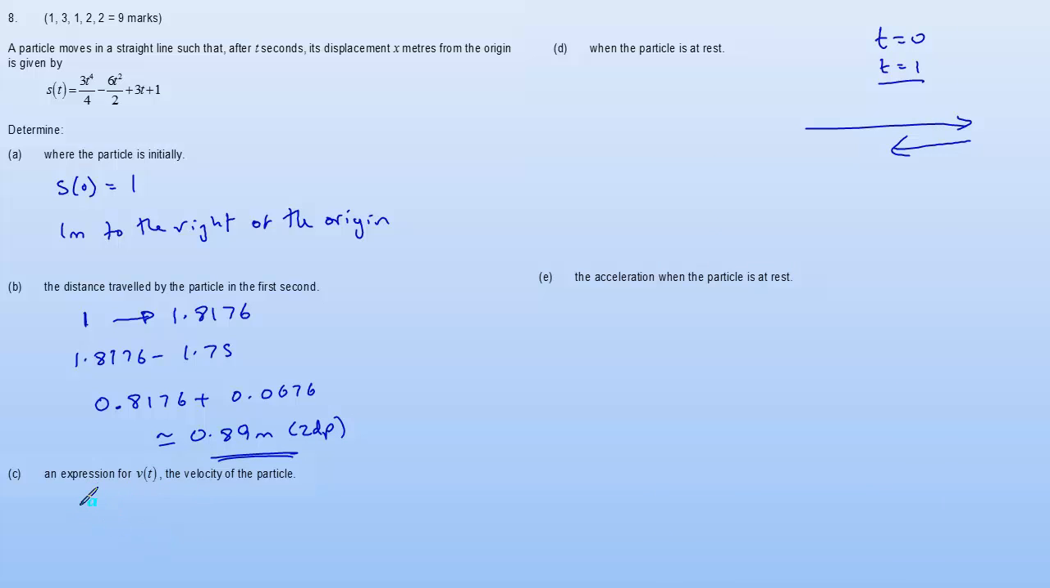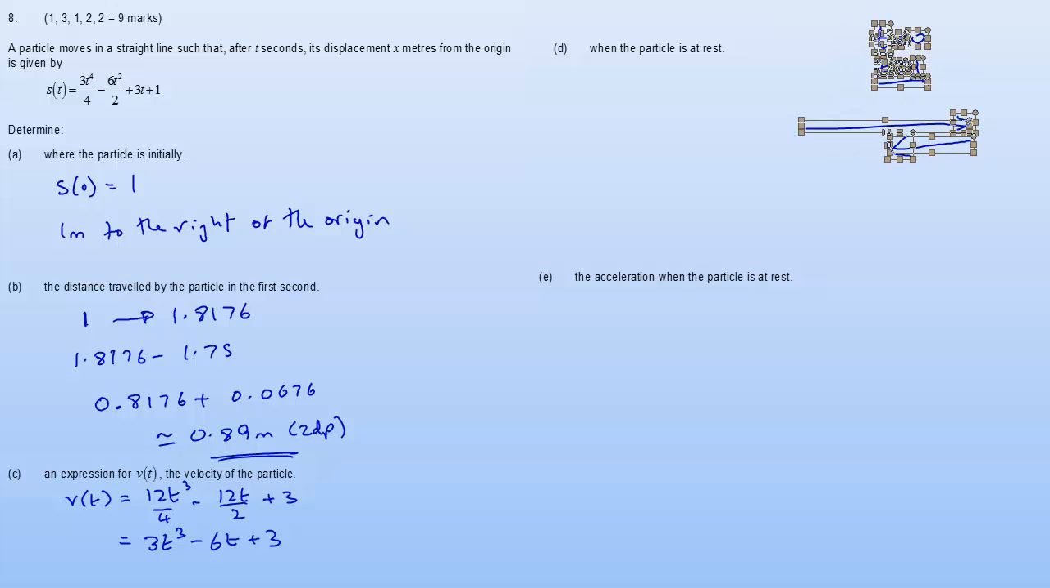We now want an expression for the velocity, so we need to differentiate. So that's going to be 12t cubed over 4, take away 12t over 2 plus 3. So that gives us 3t cubed minus 6t plus 3. Now let's just get rid of the scribblings from that other question.